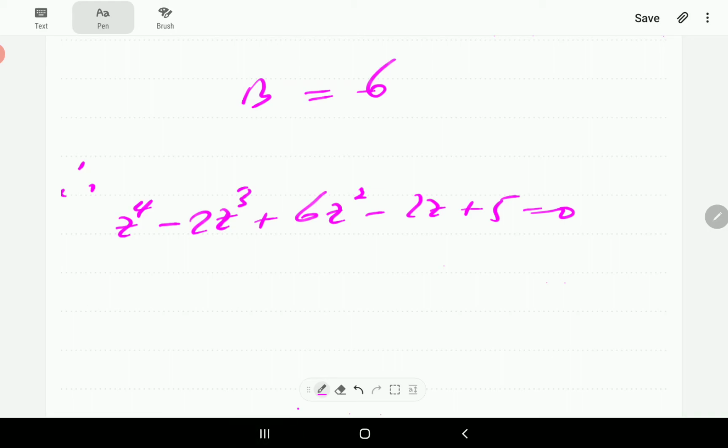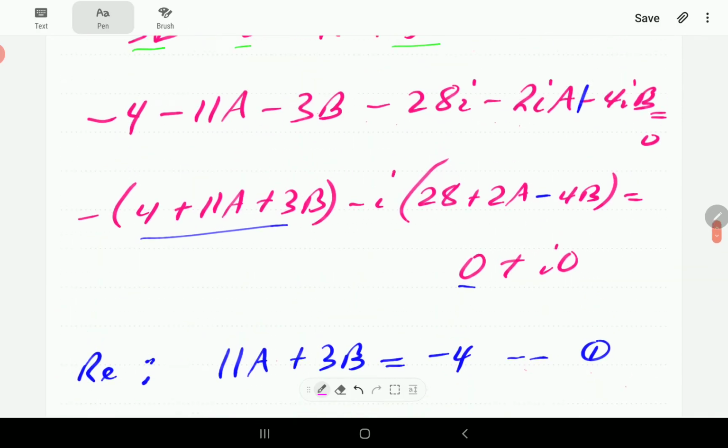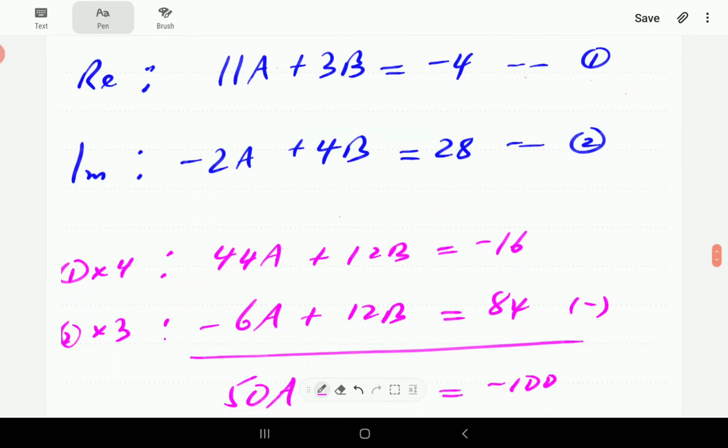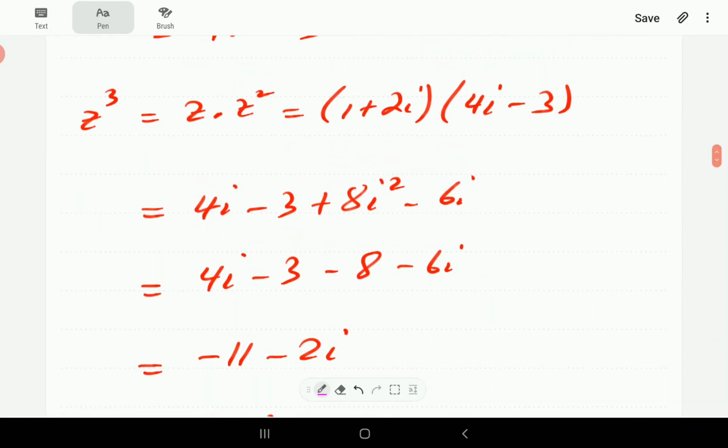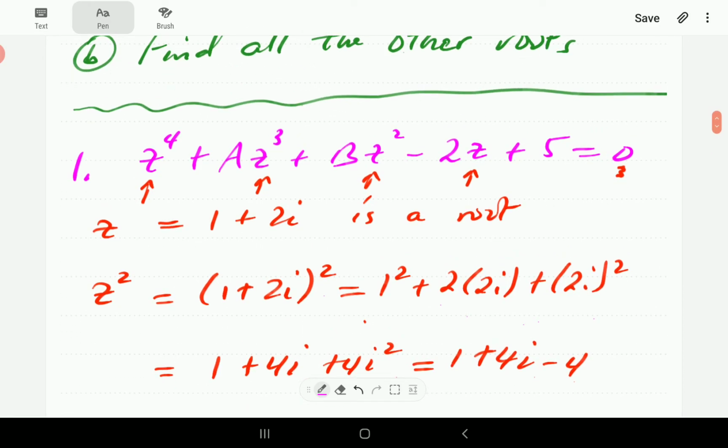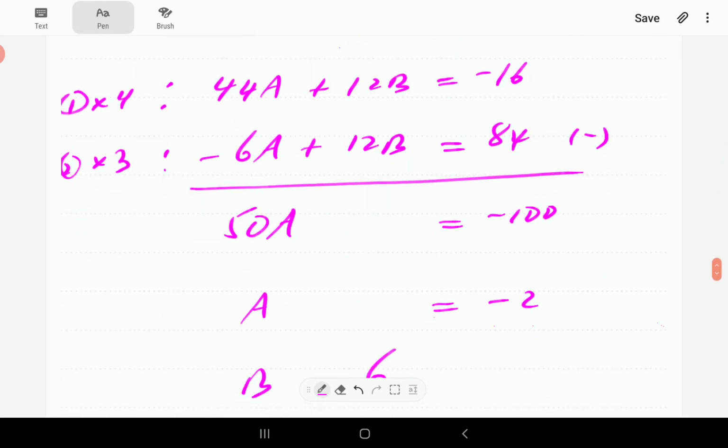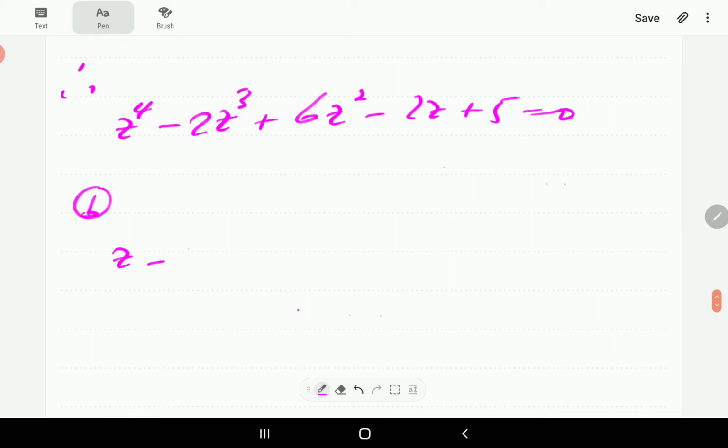Now when it comes to part b, finding the other roots, we're going to recall that since all the coefficients are real numbers, if 1 plus 2i is a root, then the conjugate of it is also going to be a root. So from that we can have 2 factors, and the 2 factors are going to be z minus 1 minus 2i, from z equals 1 plus 2i being a root. The other one is going to be z minus 1 plus 2i, and this product is going to be a root as well. So we're going to multiply that out.